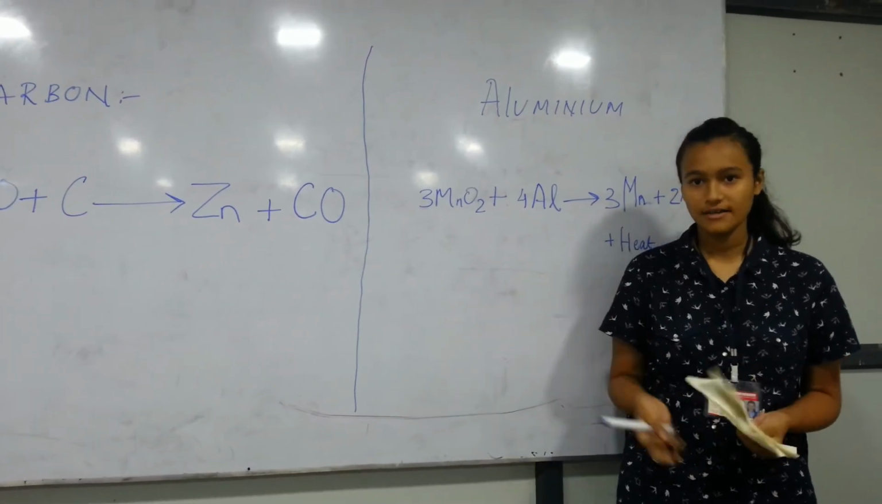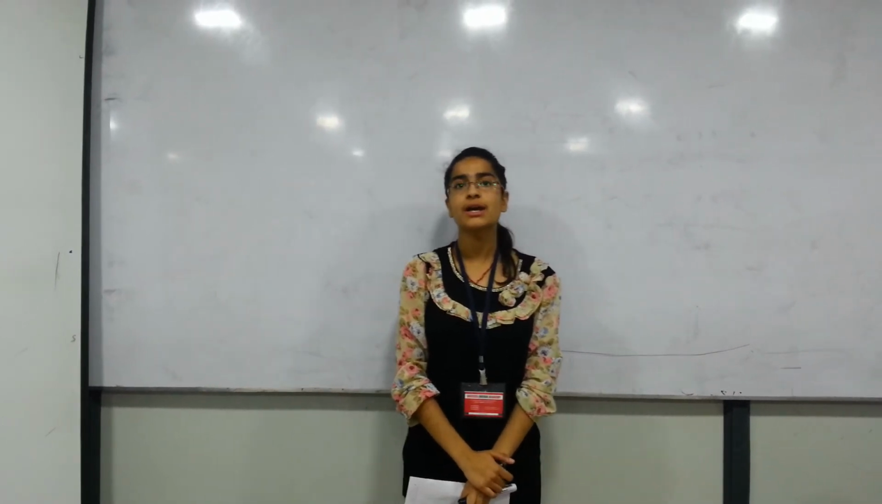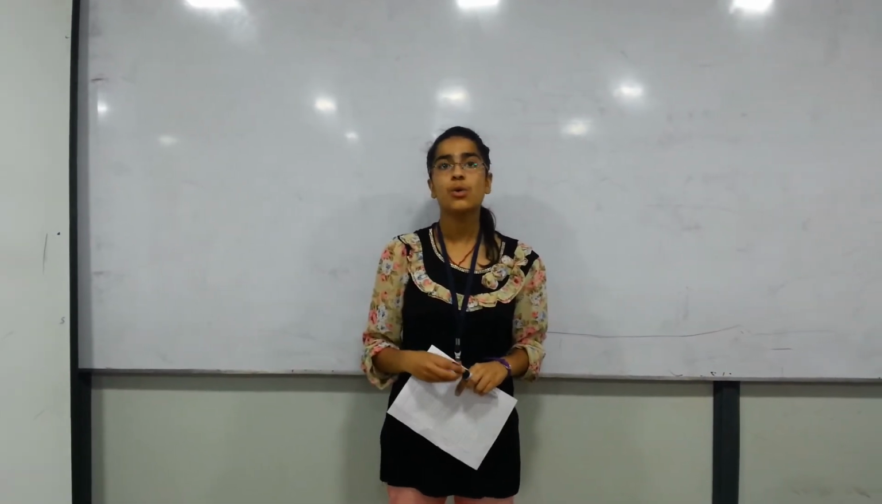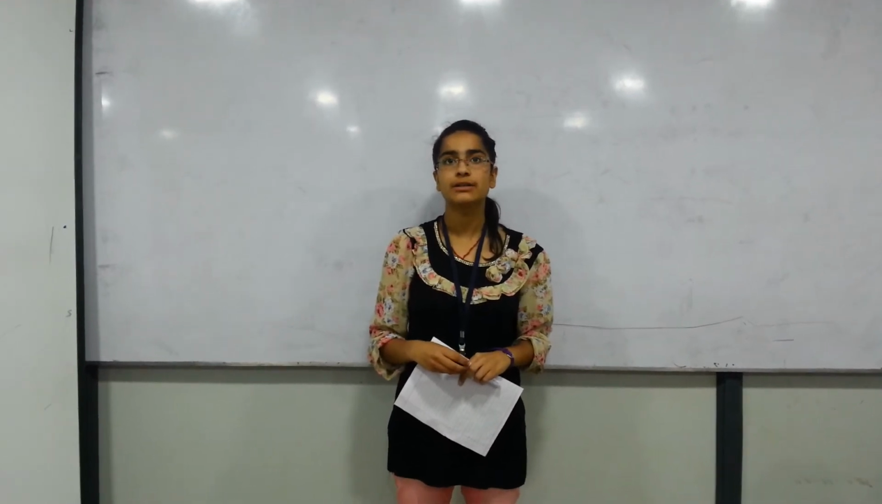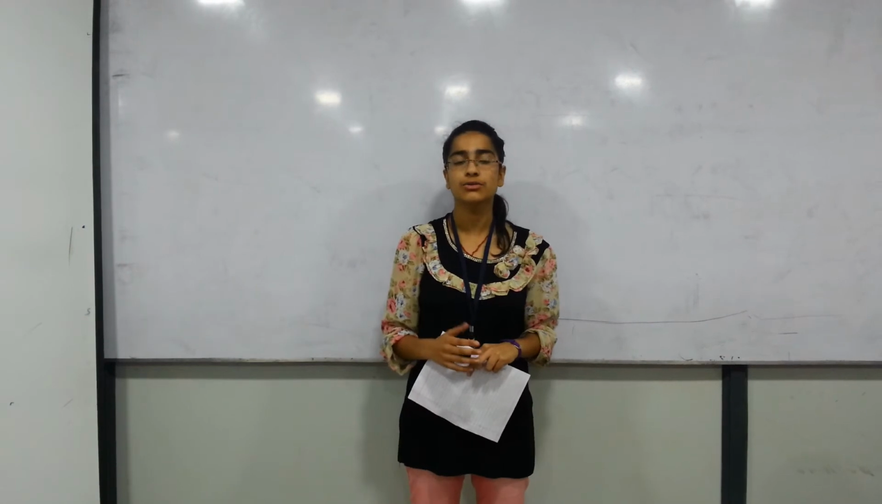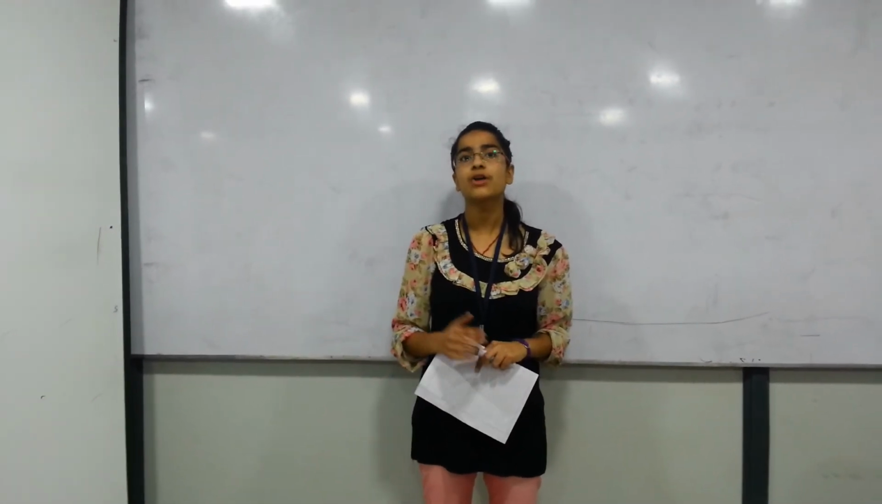This is Harsha Saini standing before you to tell you about the topic, extraction of least reactive metals. The less reactive metals such as mercury and copper are placed quite low in the reactivity series. So the least reactive metals can be extracted by reduction of their oxides and by heating alone. For example, mercury and copper can be extracted by reducing their oxides and by heating alone.